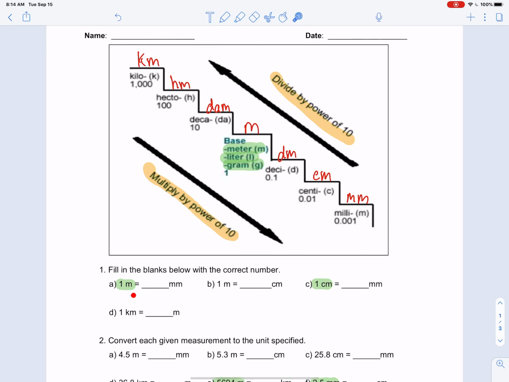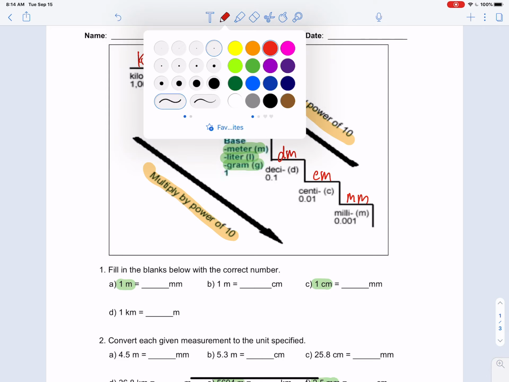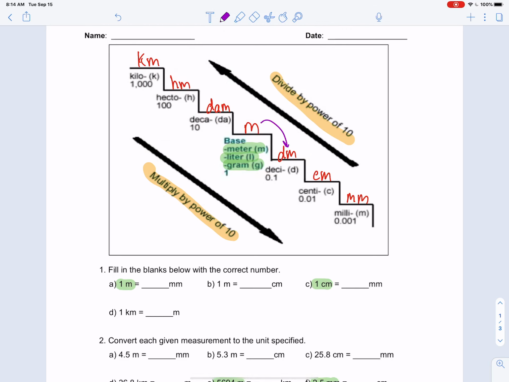Let's take a look here at 1A. Okay, so for 1A, you've got 1 meter. I want to go from 1 meter to millimeters. So that's going to be 1 step, 2 steps, 3 steps. Every time you take a step down the stairs, you have to multiply by 10. That's going to be times 10, times 10, times 10. So therefore, if I have 1 meter, I have to multiply by 10 3 times, and that'll give me 1,000 millimeters. So I'm going to put 1,000 millimeters.